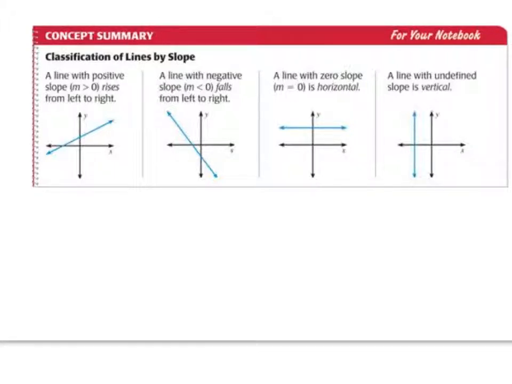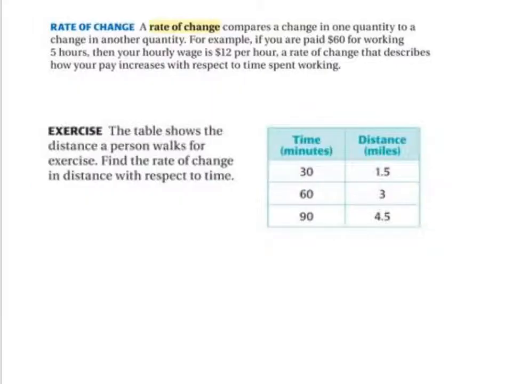So let's take a look at where we're going to see the rate of change issues, okay? So, it says a rate of change compares a change in one quantity to a change in another quantity. So when you think about that, rise over run, because it's comparing the rise to the run. For example, if you are paid $60 for working 5 hours, then your hourly wage is $12 per hour. A rate of change that describes how your pay increases with respect to time spent working. Okay, so let's take a look at this.